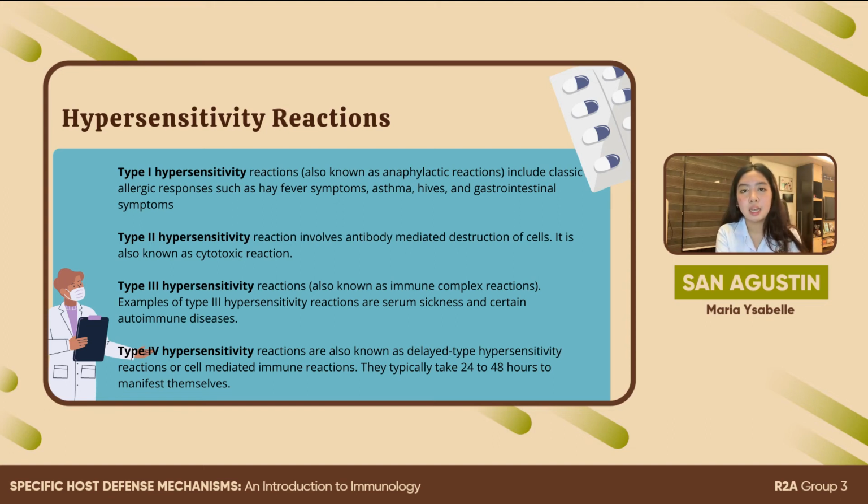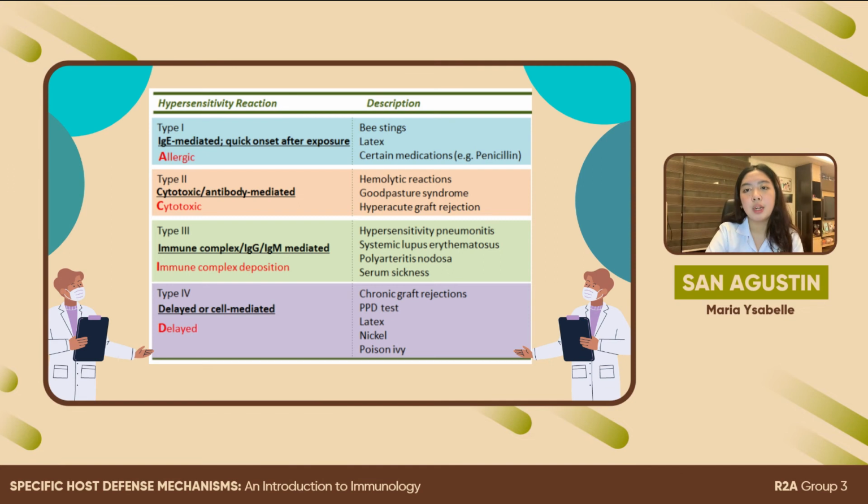So lastly is the type 4 hypersensitivity reaction, also known as the delayed type, or cell-mediated immune reaction. It typically takes 24 to 48 hours to manifest themselves. They occur in tuberculin and fungal skin tests, contact dermatitis, and transplantation rejection. The type 1, the IgE-mediated, has a quick onset after exposure to the allergen, like bee stings, latex, and certain medications like penicillin.